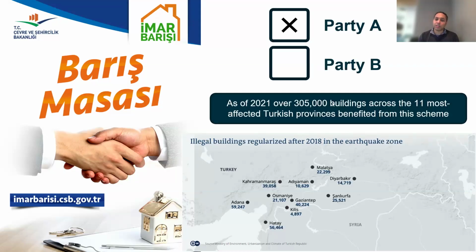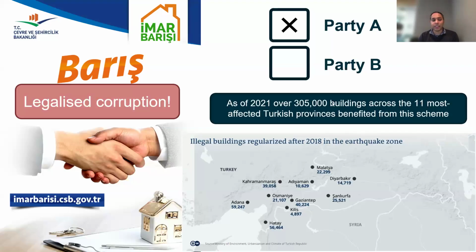And in 2021, over 300,000 buildings across the 11 most affected provinces were legalized using this mechanism. So those buildings are not any safer than they were before that certificate was issued, but they now have a legal certificate saying that it's a safe building. And this is completely legal. This is what I would say is legalized corruption.